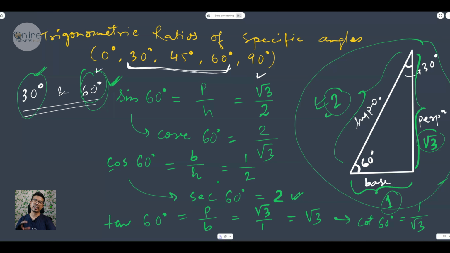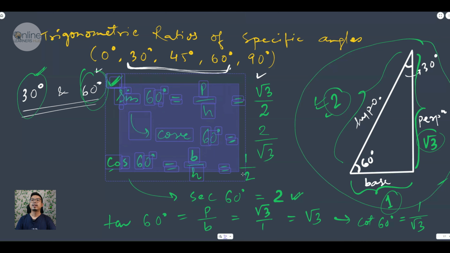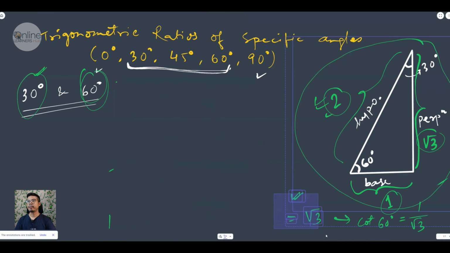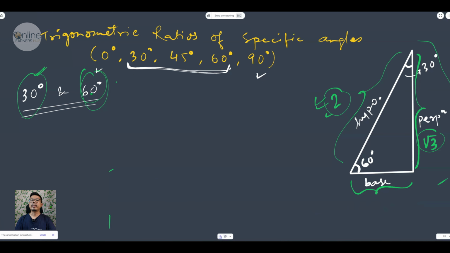I hope you understood this 60. Great. Let me clear this and I'll show you 30 as well. Now let's look at angle 30. Sine 30. Whatever angle is mentioned here, it should be a base angle. Now look, where is 30? This is the 30 degree angle in the triangle. Since it is sine 30, you have to consider this one as the base.